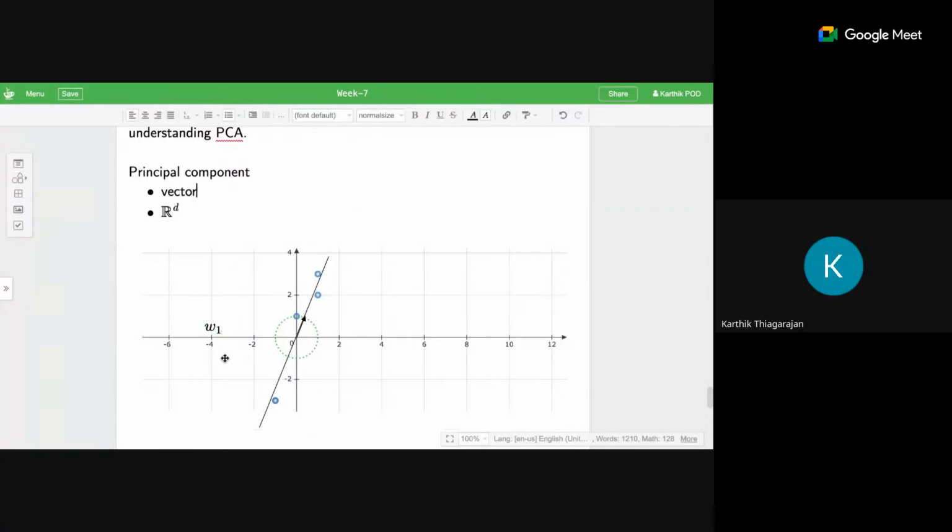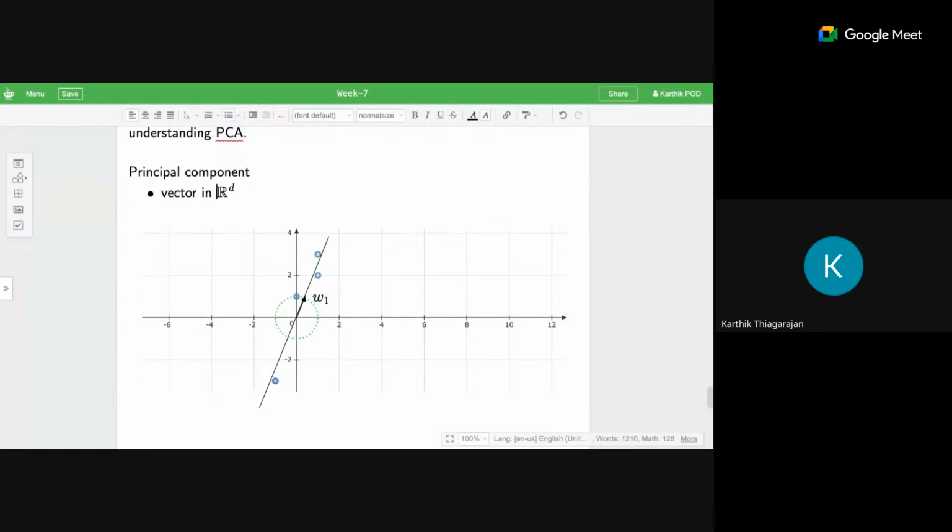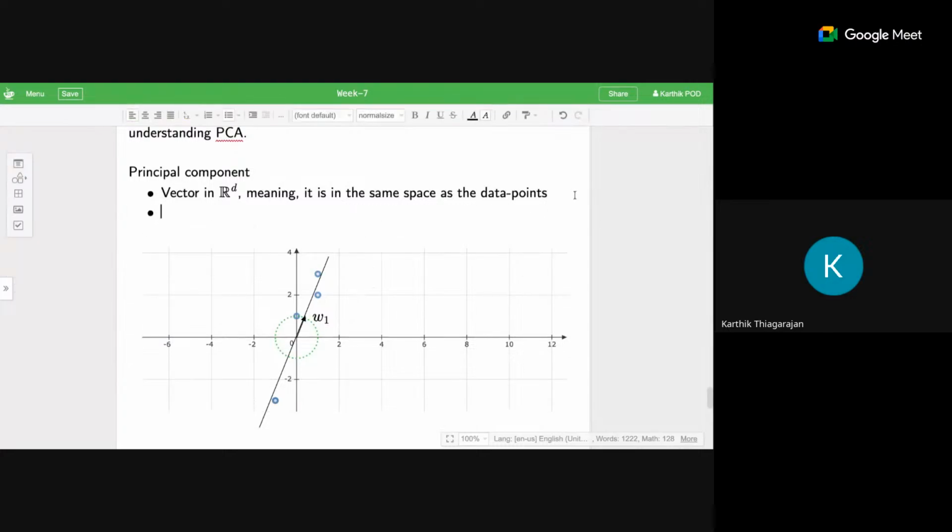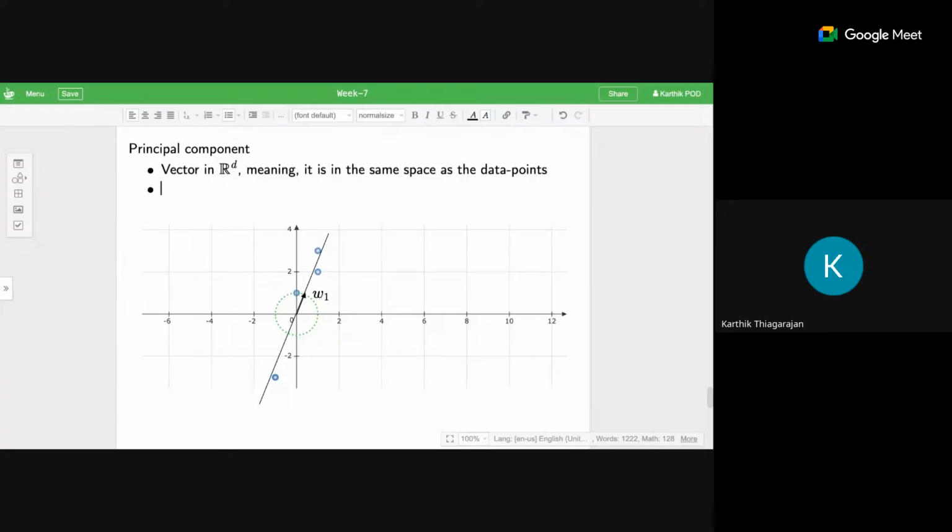If you try to solve this, you will get something like this. Okay, so this is your W1, the unit norm vector. Okay, it's a vector in Rd. So first thing you have to notice, it's a vector in Rd, meaning it is in the same space as the data points. So here all the data points are in R2. So the principal component is also in R2. Okay, first principal component. What else can you say?